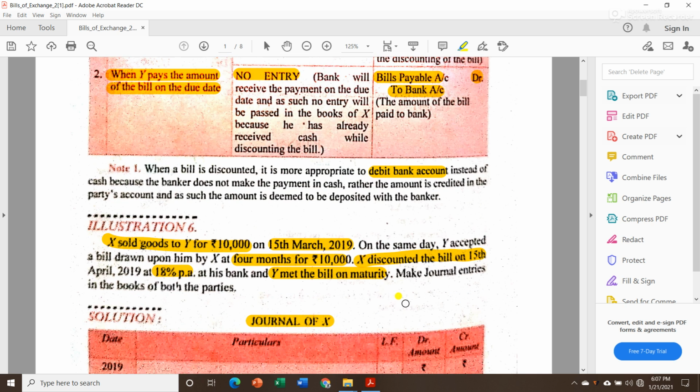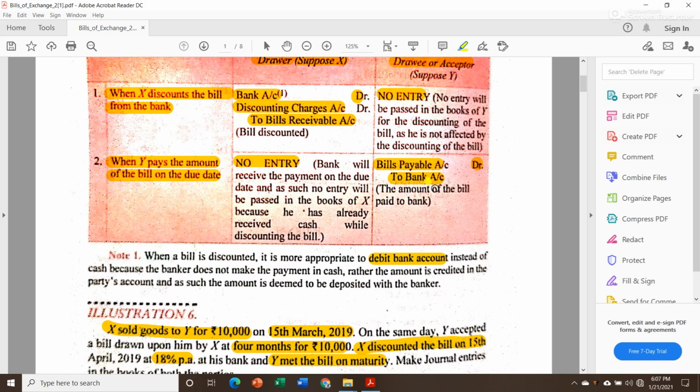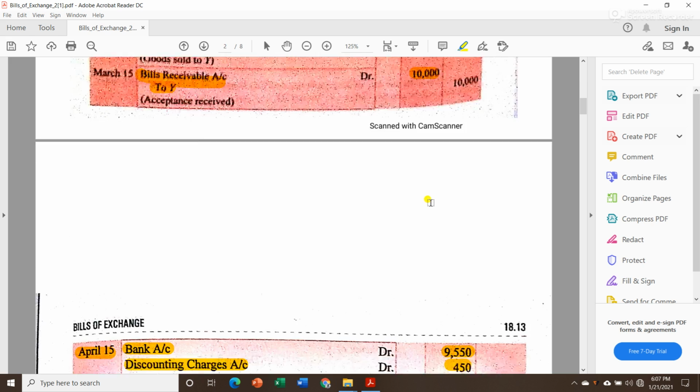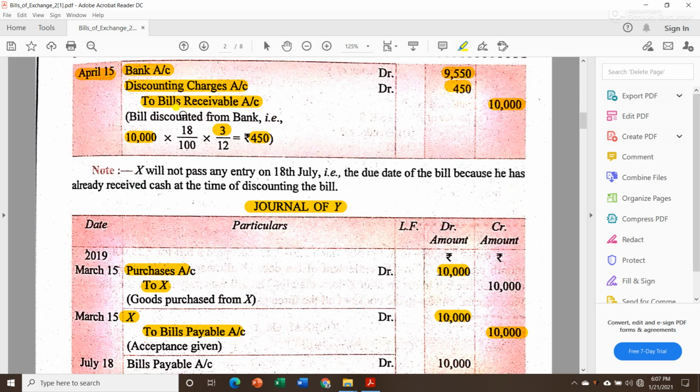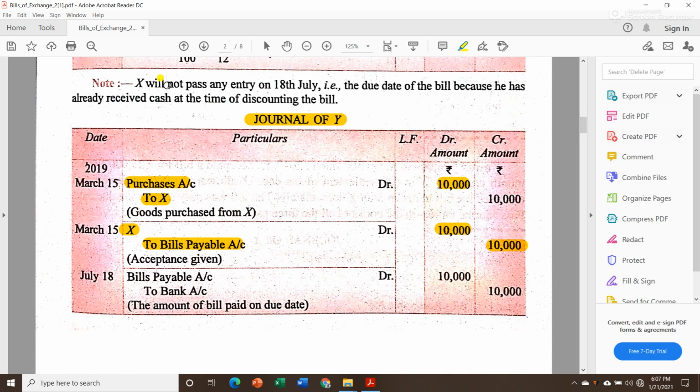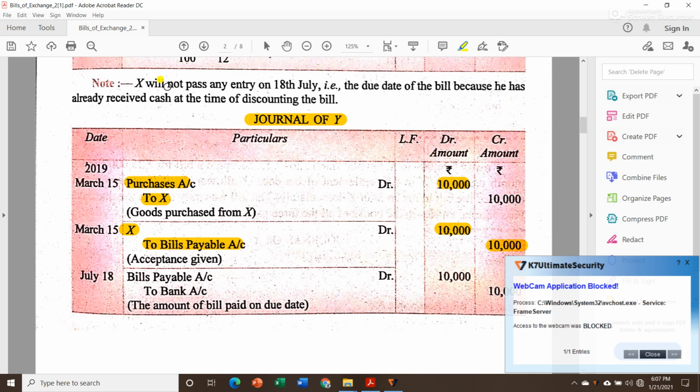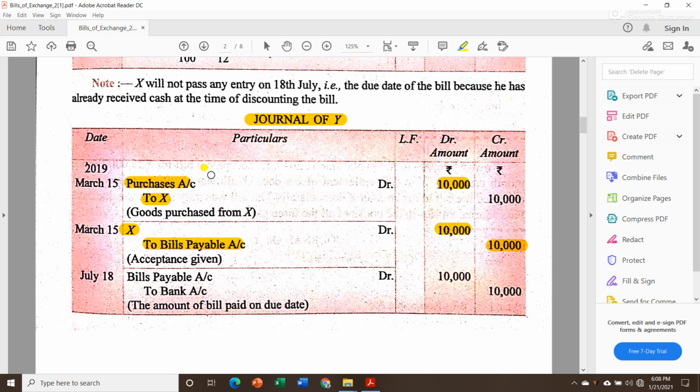Now we have seen in the table above that while discounting the bill, there will be no entry in the book of the acceptor or drawee, but on the maturity date there will be an entry. So the transaction that we recorded on March 15 in the book of X, on April 15 in the book of X, has nothing to do with Mr. Y. So now what we have to do is find out our date of maturity.